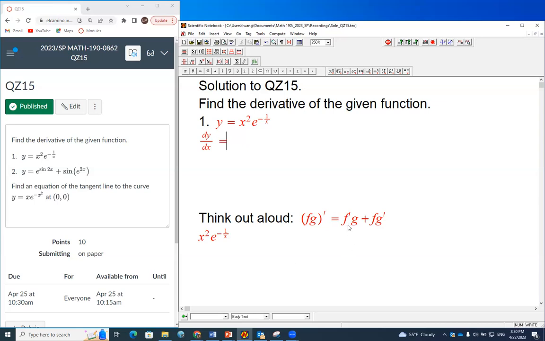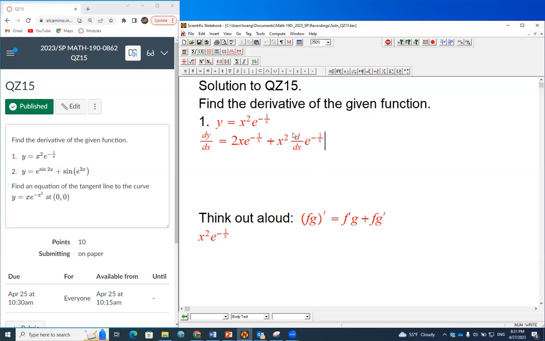So you take the derivative of F, which is 2x, and G stays the same. And plus, F stays the same. So we get x squared multiplied by the derivative of e to the power of negative 1 over x.